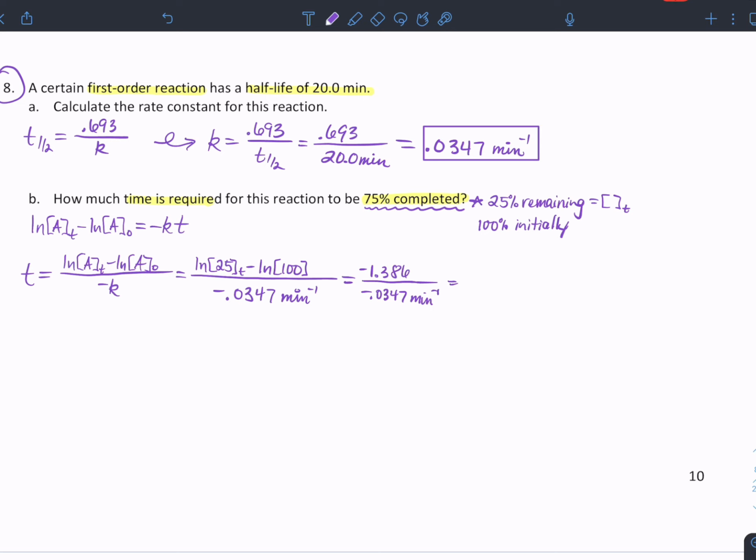Going to go ahead and finish this off, and I get 40 minutes, exactly. 40.0 minutes. So again, with these problems where you have a percent that is completed, make sure you consider how much actually remains when you are solving these problems. Good luck on integrated rate law.